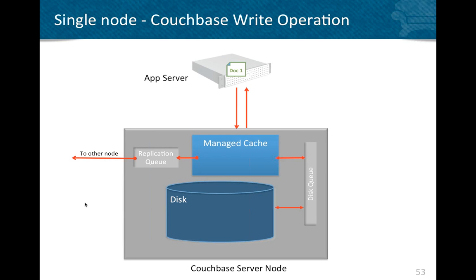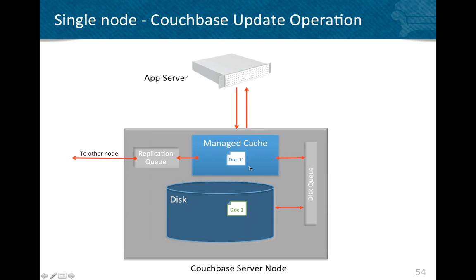Let's take a quick look at a single node and how these operations work, and then extrapolate that cluster-wide. When a document comes in from the application server, it gets stored into the managed cache first, and at the same time, it also gets pushed over the replication queue to the other nodes in memory, and also gets asynchronously persisted to disk. This asynchronous approach is to do hundreds of thousands of ops per second, even on a single node, given that your managed cache is strongly consistent, and we have a very fine granularity on the document locks.